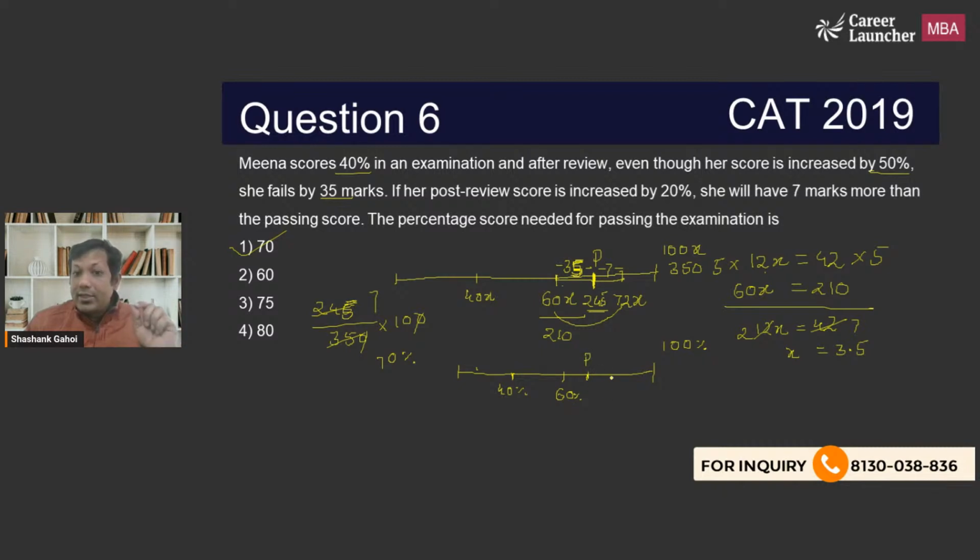Now her marks increased by 20%. So now she is getting 72%. Now she is passing the exam. So it means your passing percent should lie between 60 and 72, right? So which option lies between 60 and 72? There is only one option. This is not possible, this is not possible, this is not possible. So what should be the answer of this question? That is option one only. And that's how we are going to solve this question in the exam.